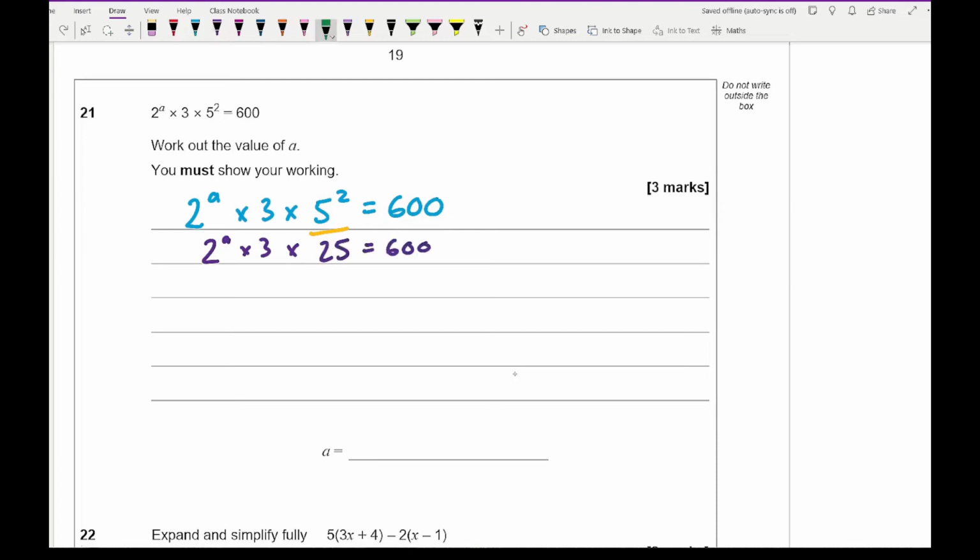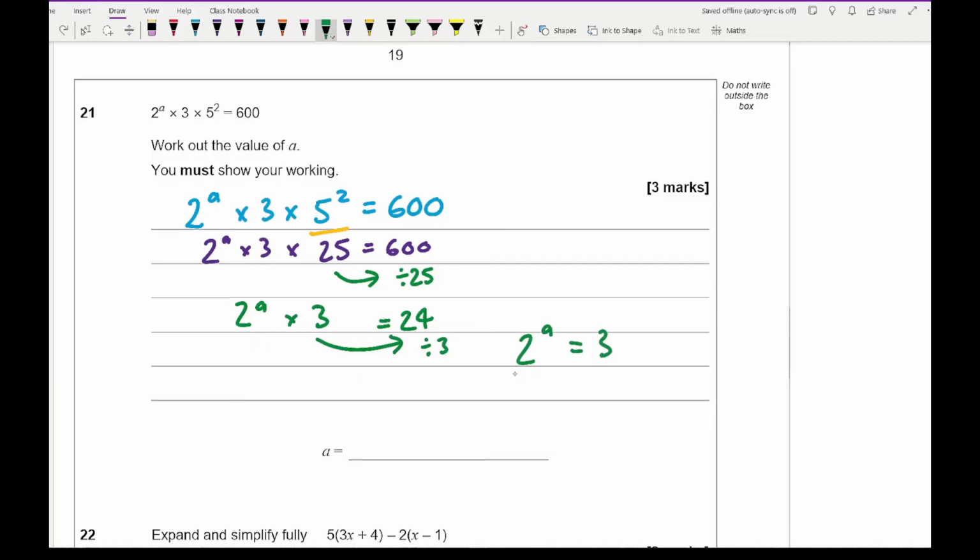Now if I get rid of the 25 first, so I divide 600 by 25, well, there are 4 25s in 100, so that's going to leave me with 24. So that's going to be 2 to the power a times 3 equals 24. Then divide by 3, in which I get 2 to the power a.